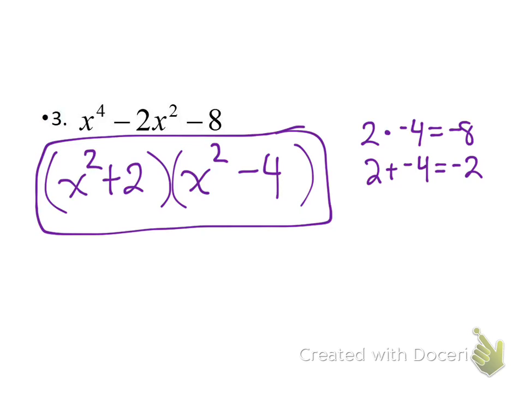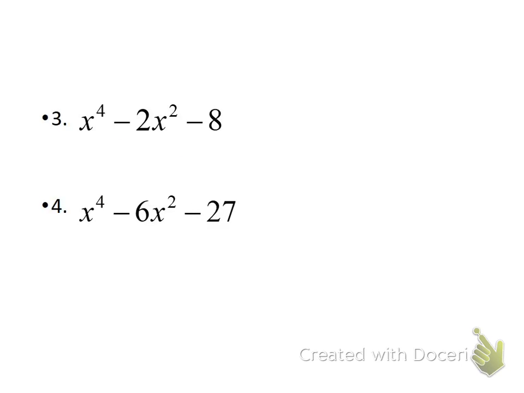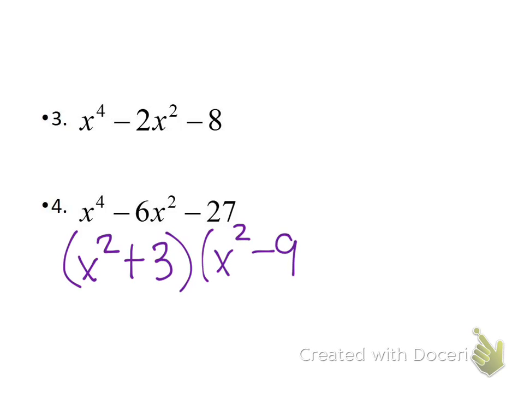Any other questions before we go to number 4? Nothing? Okay. Number 4 it is. Go ahead and give this one a try and we'll talk about it in a minute. I got x squared plus 3 and x squared minus 9. X squared plus 3, x squared minus 9.